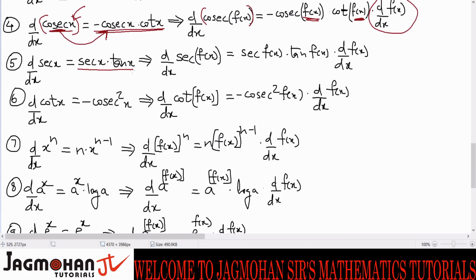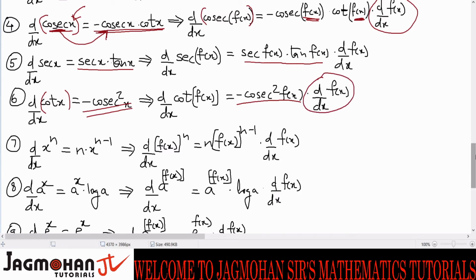It is sec x tan x. So d by dx of sec f of x will be sec f of x tan f of x into d by dx of f of x. You can pause the video and try this one. d by dx of cot x is minus cosec square x. So d by dx of cot f of x will be minus cosec square f of x into d by dx of f of x.